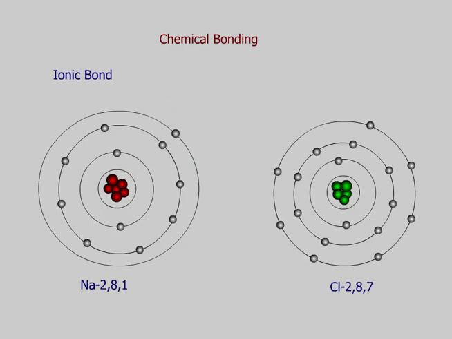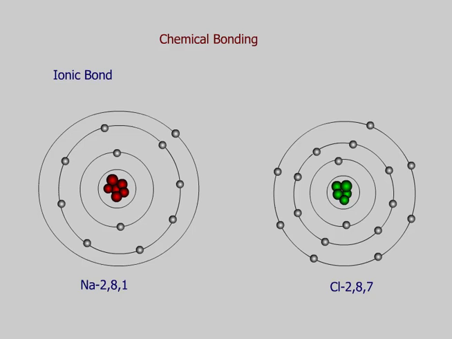Let's begin with ionic bonds. Do you know how an ionic bond is formed? Typically, metallic atoms have 1, 2, or 3 valence electrons, which they can donate to non-metallic atoms with 5, 6, or 7 electrons in their valence shells, forming an electrovalent bond.